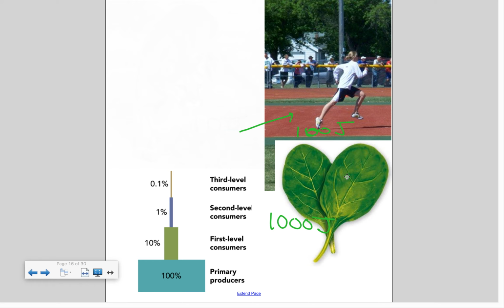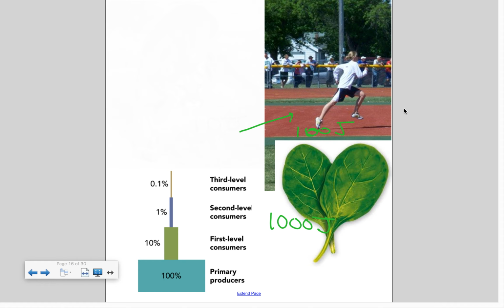So let's just say that I have a bed of spinach leaves that are worth 1,000 joules, and I consume them. Now remember, only 10% is being transferred. So it had 1,000 joules of energy, but I'm only able to get 100 joules. Okay, only 10% gets transferred to me, and the rest is lost as body heat or waste.